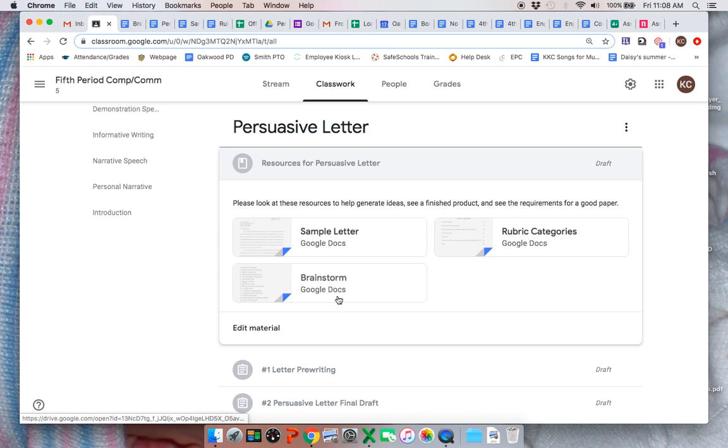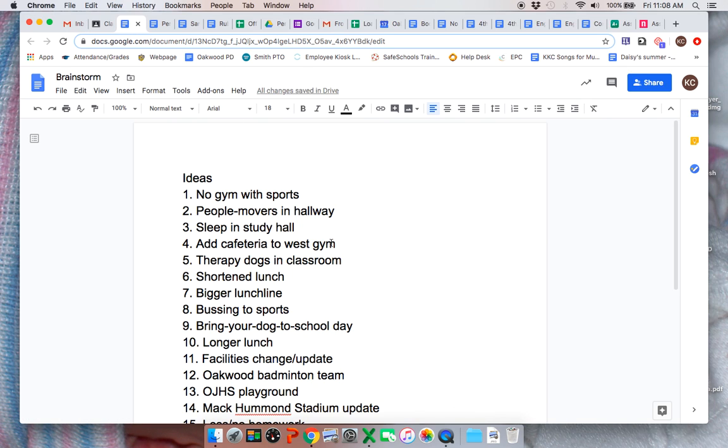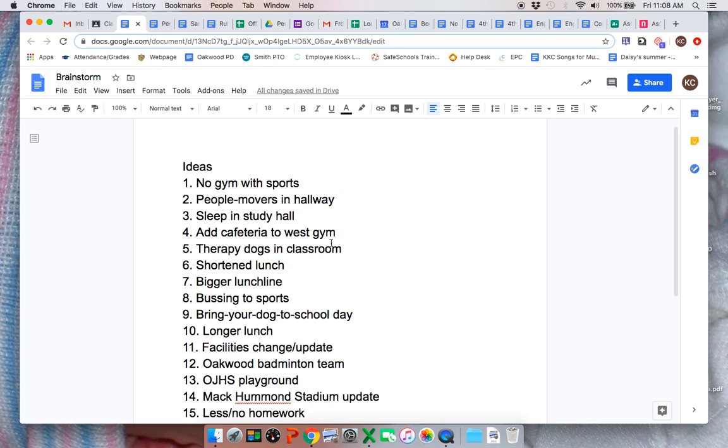The other thing that I have in here is the brainstorm. So I want to spend some time here. You need to decide by Wednesday and actually put online what you want to do your persuasive letter about and which side you are on. Okay, that's your position that you're taking.